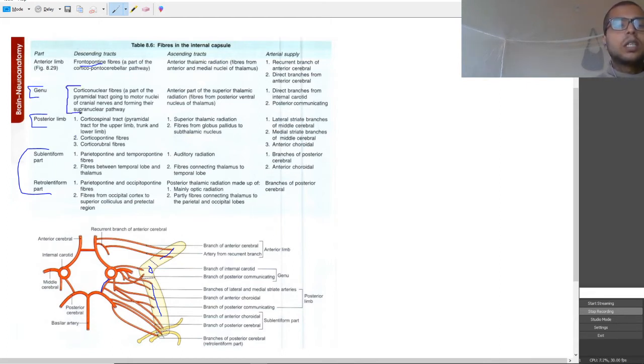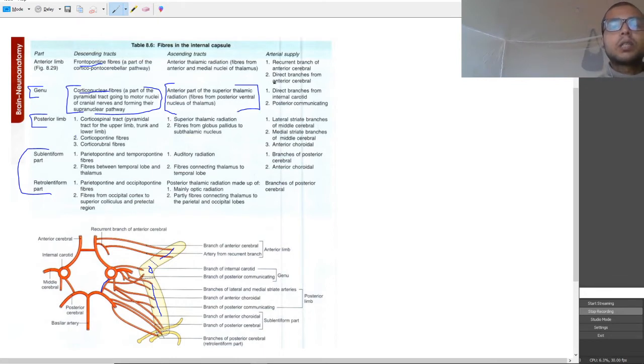Now let's talk about the genu. You can see here, what are the descending tracts? Descending tracts are corticonuclear fibers. This is a part of the pyramidal tract going to the motor nuclei of cranial nerves and forming their supranuclear pathway. Regarding ascending tracts, there is the anterior part of the superior thalamic radiation. These are fibers from the posterior ventral nucleus of the thalamus.